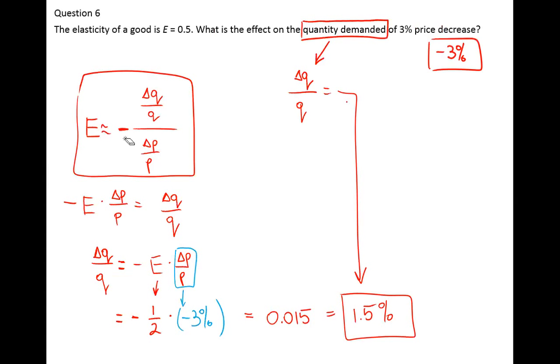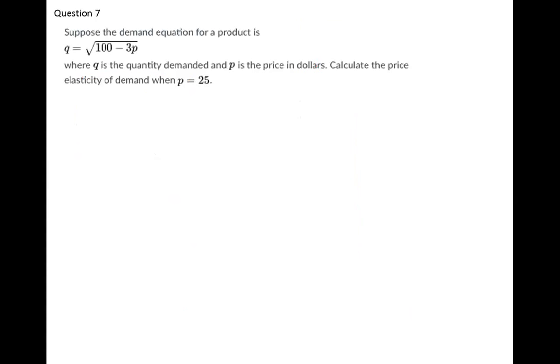Make sure that you know the formula, and you can solve for dQ, dP, just multiplying these two together. That means if the change in price is negative, as it is here, then the change in the quantity is actually positive. We can see this. So the quantity demanded increases by 1.5%. That's good. Let's see another question.